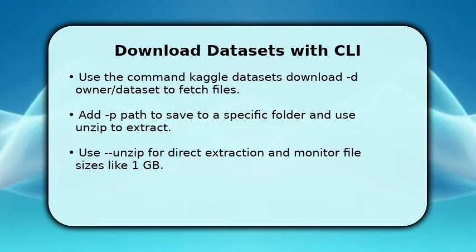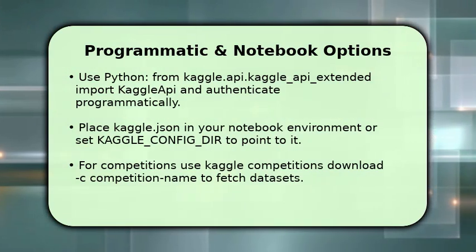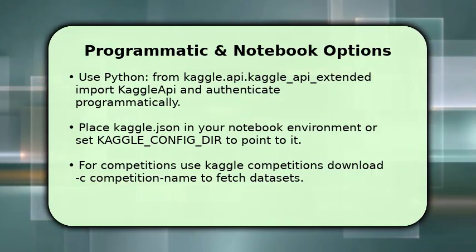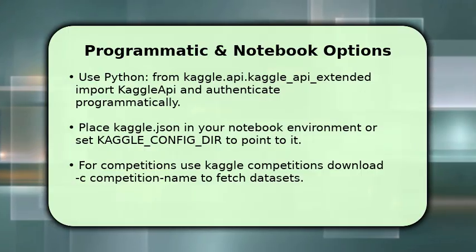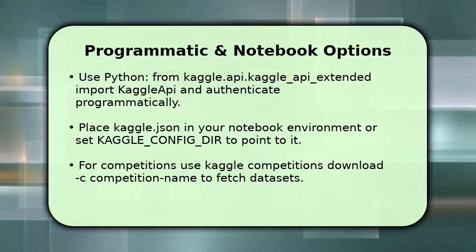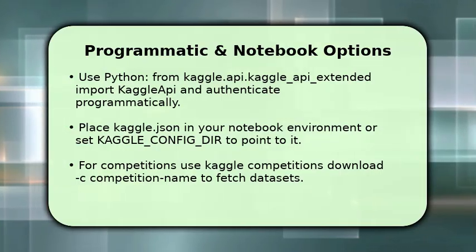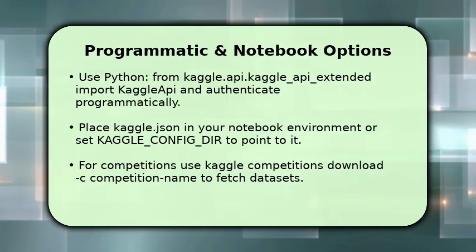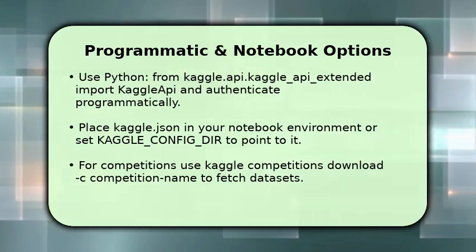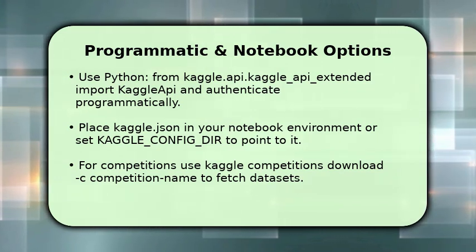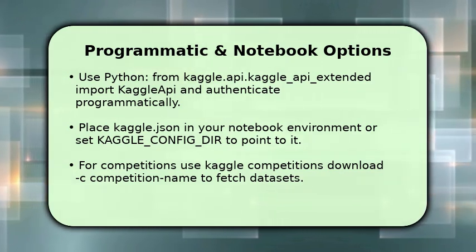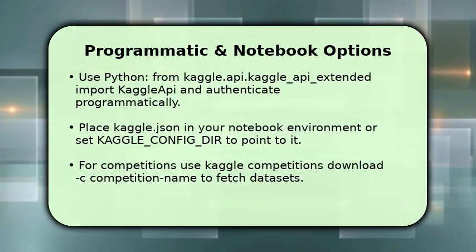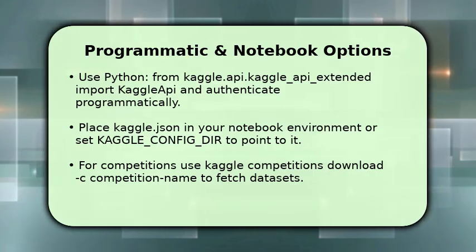You can access Kaggle data programmatically inside notebooks or scripts for automation. In Python, import the Kaggle API and call its authenticate method after placing kaggle.json in the environment. Optionally set the environment variable KAGGLE_CONFIG_DIR to point to a custom folder with your token. From a notebook cell, you can run shell commands like kaggle datasets download or kaggle competitions download -c competition-name. Remember to respect competition rules and licenses when using dataset files in public.